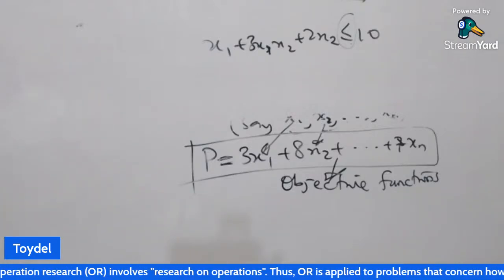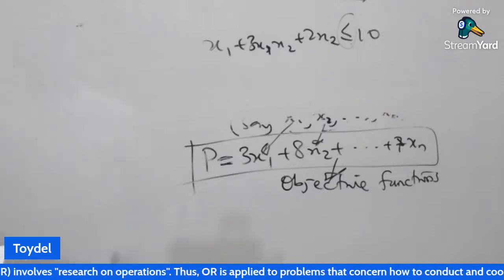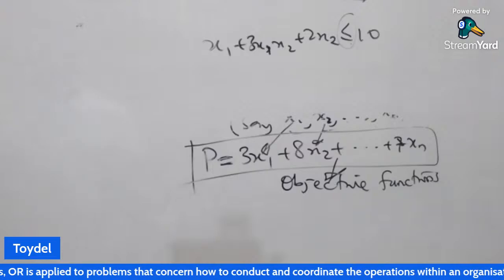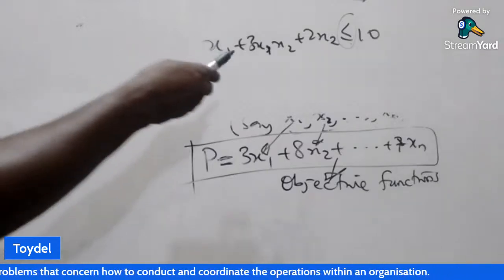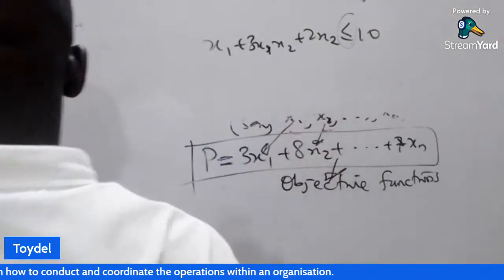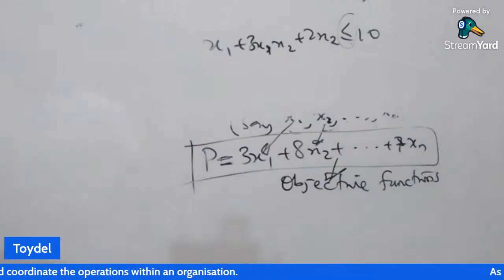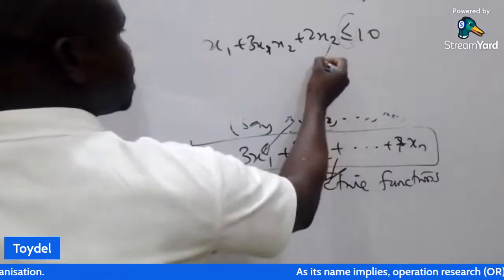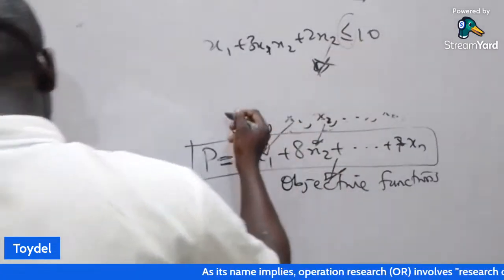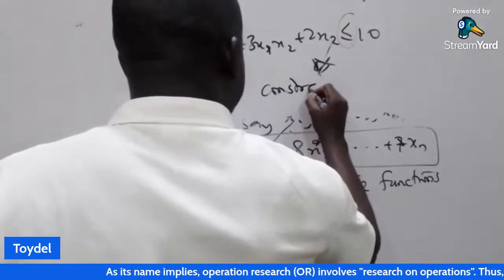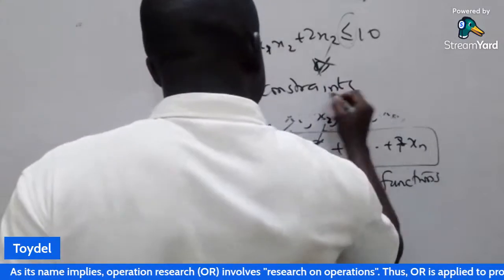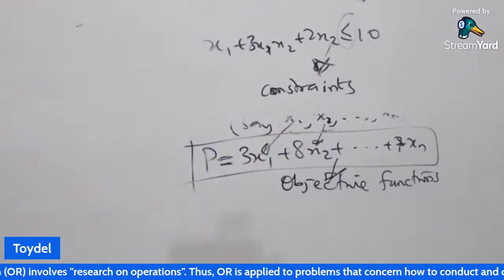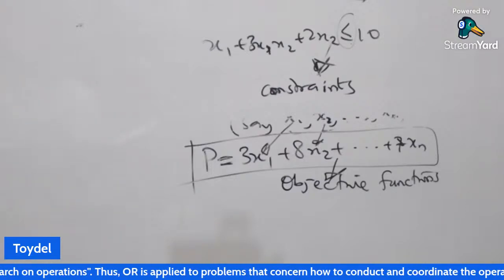Any restriction on the values that can be assigned to these decision variables is expressed mathematically, typically by means of inequalities like what we have on the board, or equations. Such mathematical expressions for the restrictions are often called constraints. These are some of the terminologies that we'll be using in OR. When we set restrictions, we call those restrictions constraints.